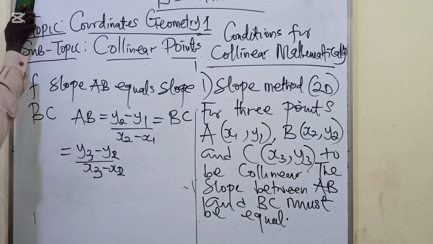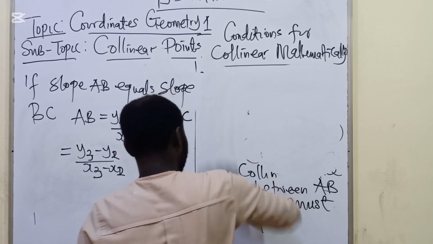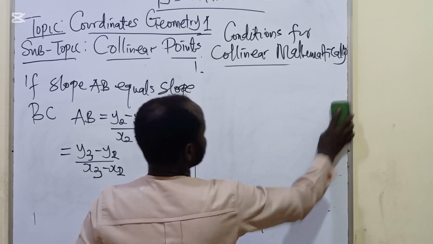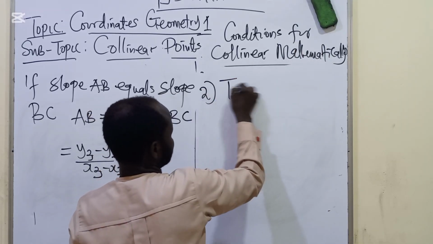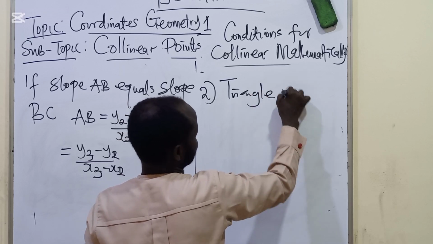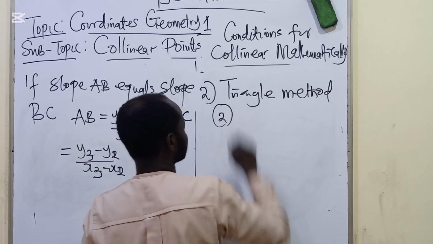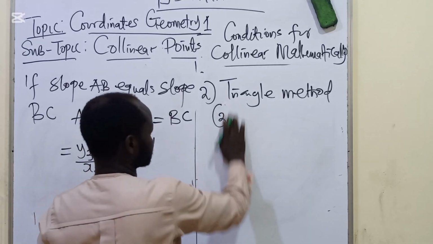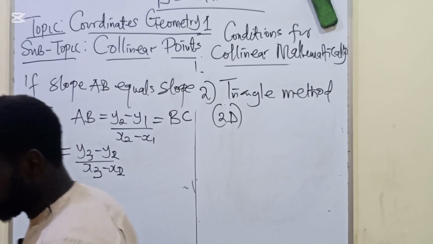Let's move to condition number 2. Condition number 2 is the triangle method, where we use the determinant. That's 2D, two-dimensional. Okay, so let's look at the triangular method of 2D.